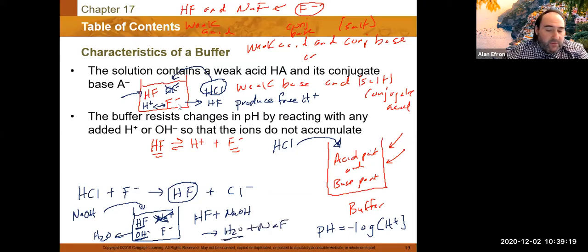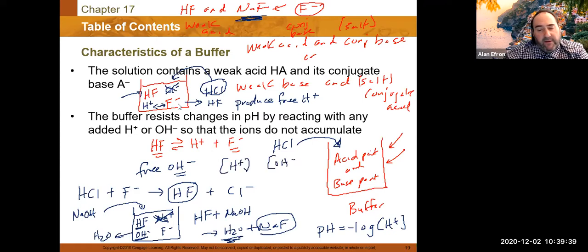And what we make is water, which is not going to affect the pH. We also make sodium fluoride, which was part of the buffer to begin with, not going to affect the pH. But most importantly, when we add a base, we don't actually make any free OH minus. And that's really important because, as we talked about earlier, H plus and OH minus are tied to each other. So as one goes up, the other goes down, and vice versa.